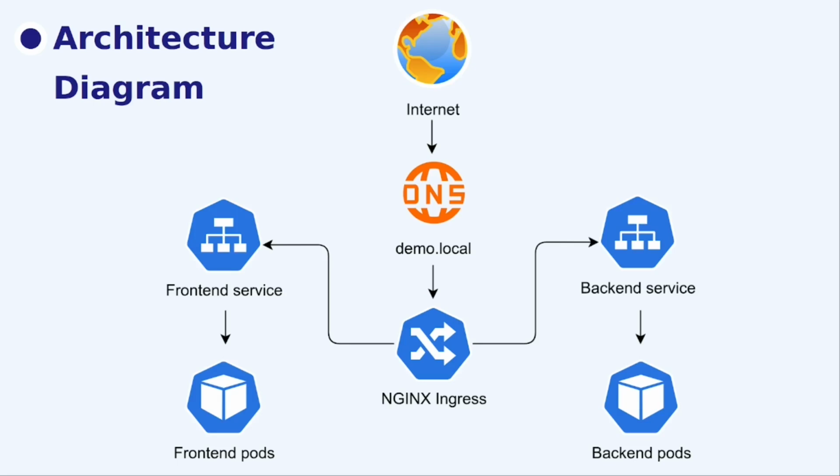If the request targets the main website, it goes to the front-end service. If the request targets an API endpoint, it goes to the backend service. Each service then forwards the request to the appropriate pods running the application containers.